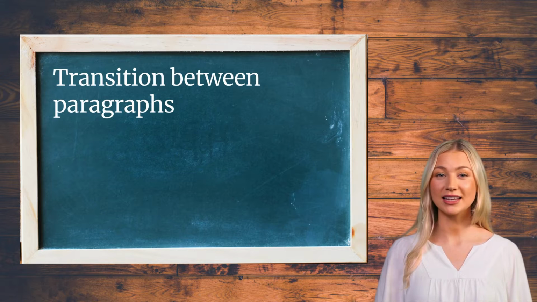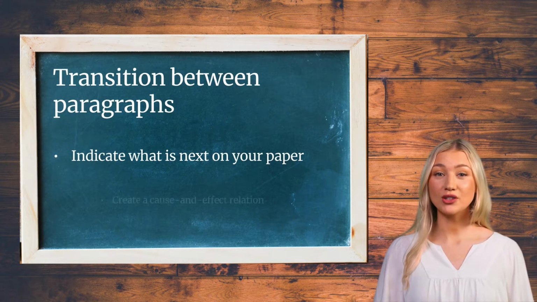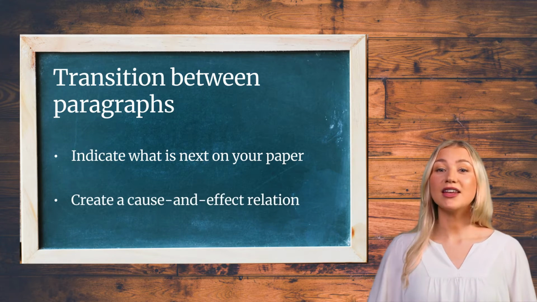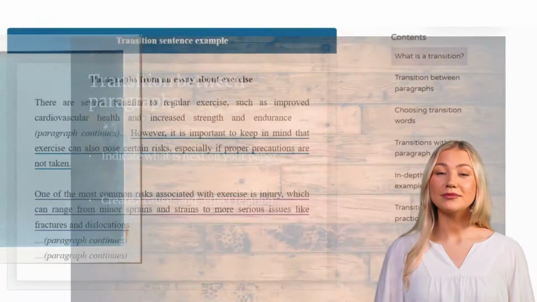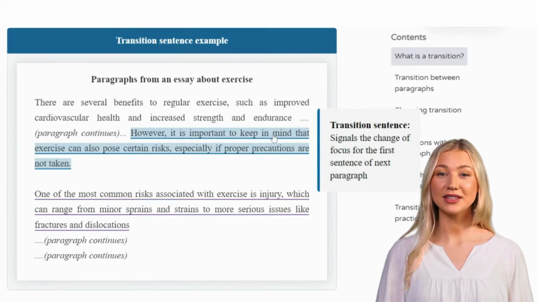Here, your goal should be to indicate what is next on your paper with a few words or sentences. It is also a great idea to create a cause and effect relation between paragraphs. We have two different but great examples. The first one is connected to the previous paragraph as it mentions the benefits of technology. But this starts with the word however and continues by explaining the potential risks of advanced technologies.